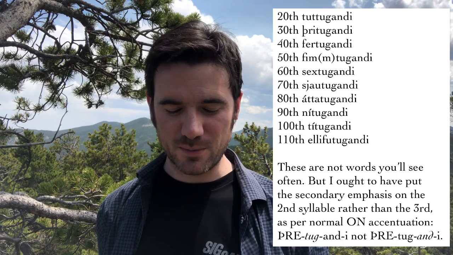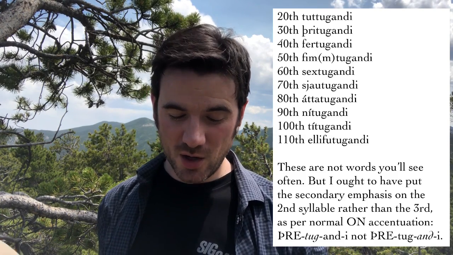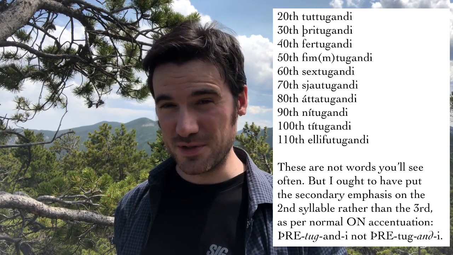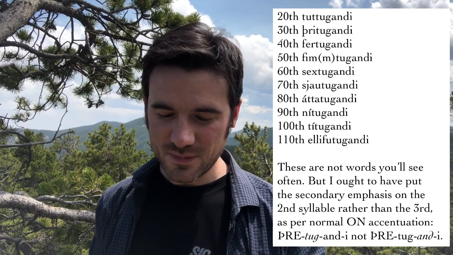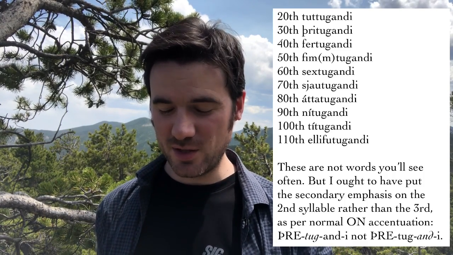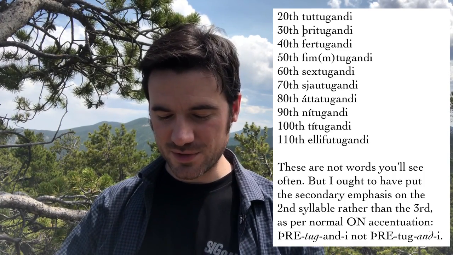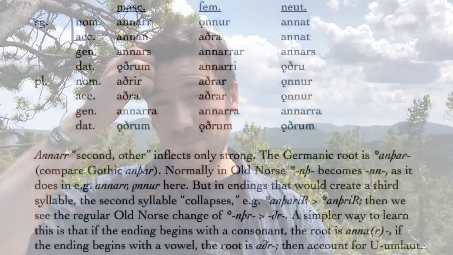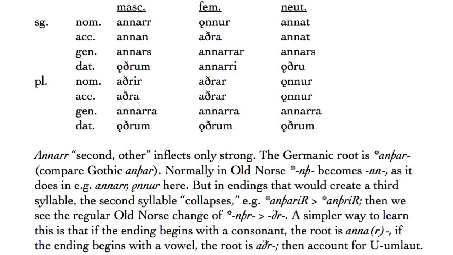And then the ones from 50 up are a little more predictable. Femtukundi, sextukundi, sjautukundi, åttatukundi, nitukundi, titukundi, ellevutukundi, right, 11th. And then, interestingly, words for hundredth and above in the ordinals are not attested in Old Norse. Now, as I mentioned, annar is an adjective that can mean both second and also other. So we frequently see it in that meaning. It is related to English other. It's from the same root.